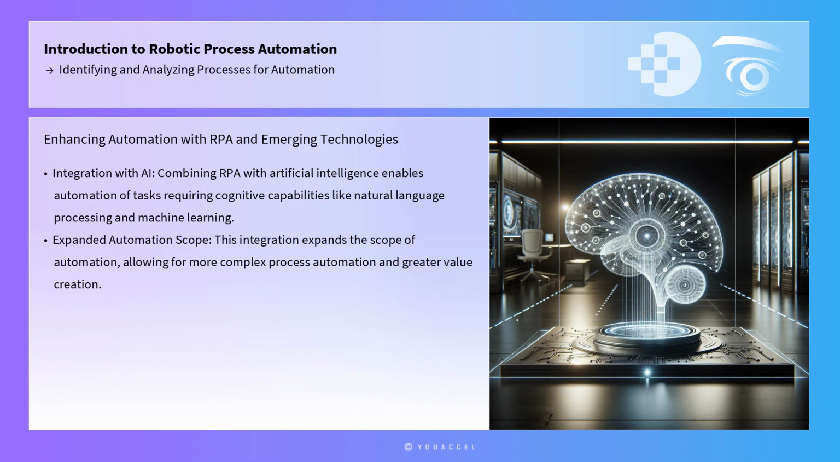In addition to governance, integrating RPA with other emerging technologies can enhance automation outcomes. For example, combining RPA with artificial intelligence enables organizations to automate not only rule-based tasks, but also those requiring cognitive capabilities such as natural language processing and machine learning. This integration expands the scope of automation, allowing for more complex process automation and greater value creation.